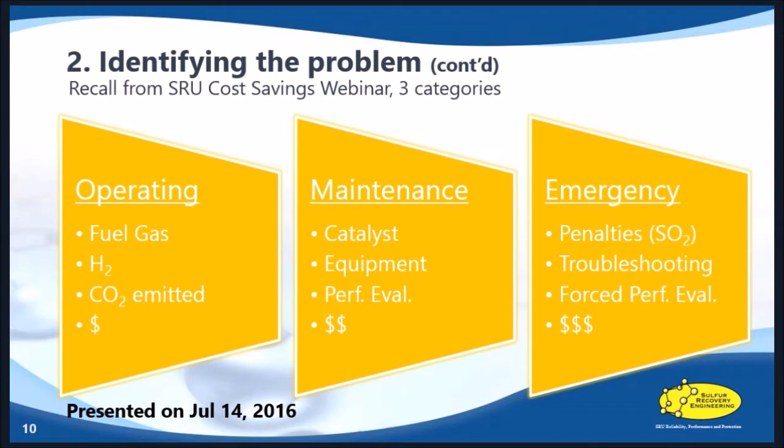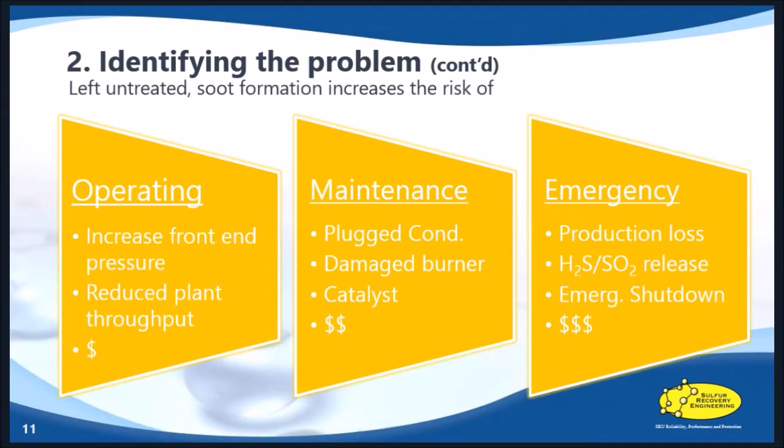So let's look at these three categories with respect to soot formation and using the sulfur wash. What would be the operating costs associated with soot formation if you were to leave it untreated? If you're not going to do anything and the soot is continuously formed, what are the risks? On the operating side, you have an increase of front end pressure.